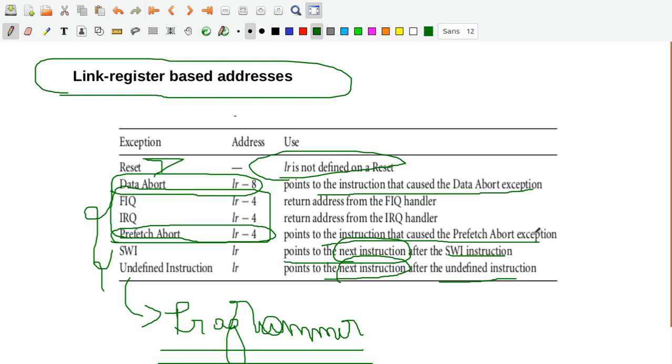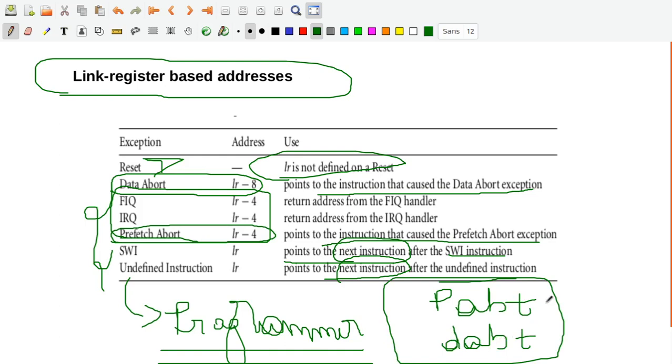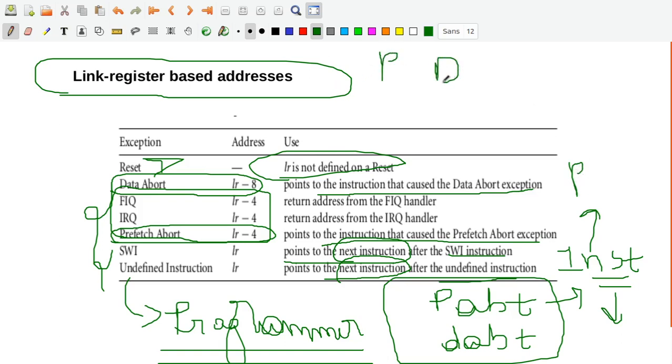These two exceptions, the prefetch abort PABT and the data abort DABT, were caused by the instruction itself. Why? One was while prefetching the instruction. You have three stages: prefetch, which some people call fetch, then decode and execute. Fetch goes to decode, decode goes to execute. These are the three pipeline stages that you have.